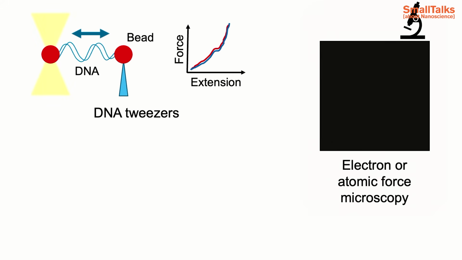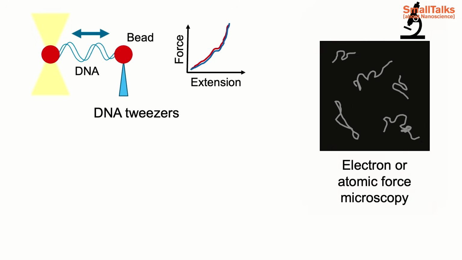Another example is a group of microscopic methods such as atomic force microscopy or scanning electron microscopy, where the sample is deposited on the surface and scanned on top. This produces very nice, high-resolution images of the DNA molecules. The downside is that the sample preparation is usually rather complicated and the conditions are not physiological.